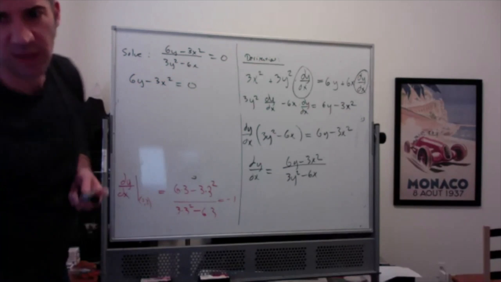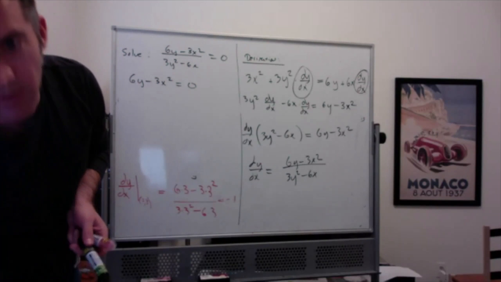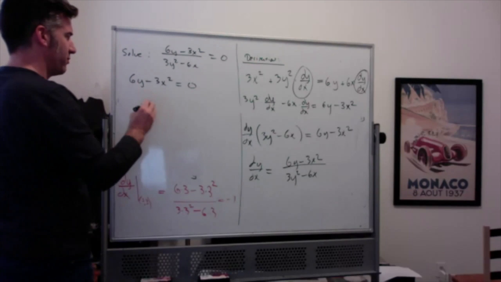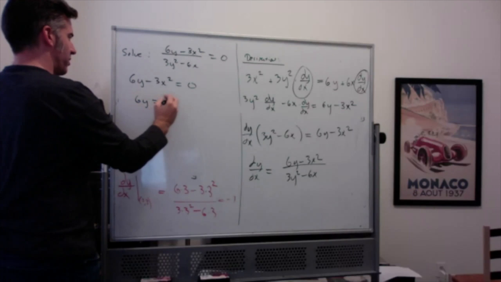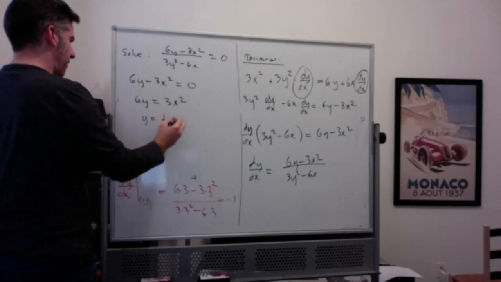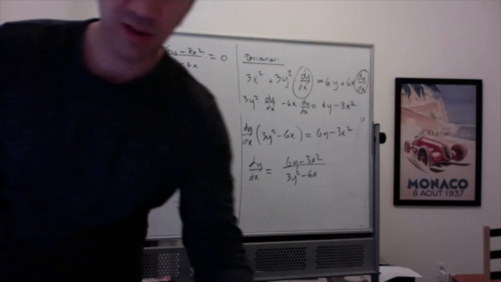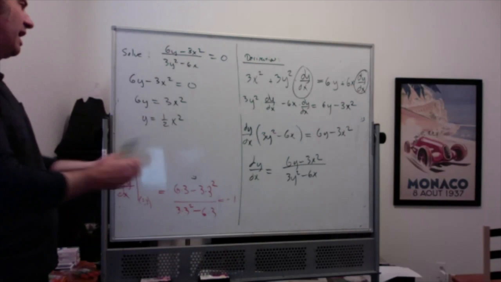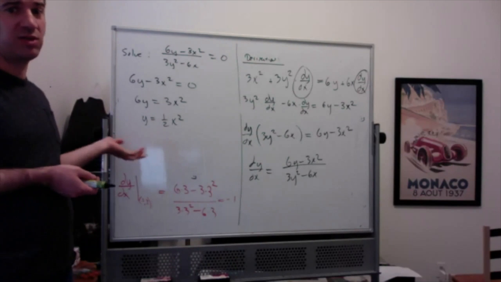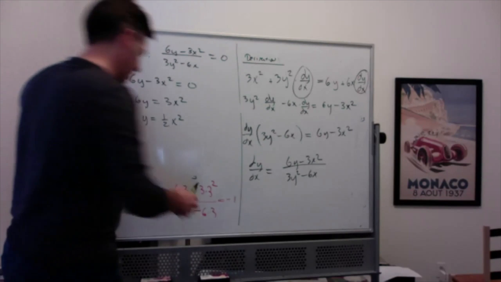I feel like there's something I'm forgetting, so I should go back and make sure I don't do something dumb. Oh yeah, that's it. Okay. So then I'm going to solve for y. I have 6y equal to 3x squared. I have y equal to 1/2 x squared. The problem is there's a lot of solutions to this equation. 0, 0 would be a point, and I know I just erased the picture, but definitely 0, 0 wasn't the point I was looking for.